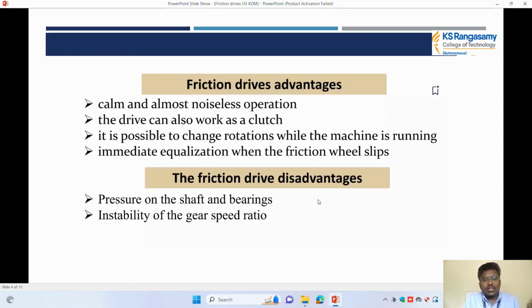Next, the advantages of friction drives. The major advantages are that the drive can also work as a clutch, it is possible to change the rotation while the machine is running, and there is immediate equalization when the friction wheel slips. Drawbacks of the friction drive are the pressure on the shaft or bearing, and the instability of the gear speed ratio.